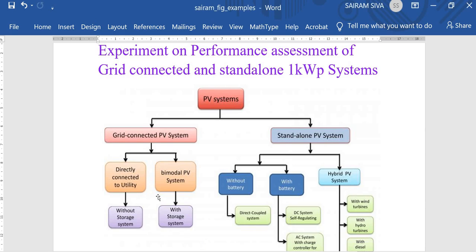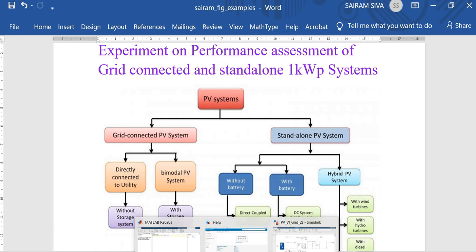The grid connected system may be further classified into directly connected to the grid utility by bimodal PV systems. This is directly connected to the utility, with no storage. So we are going to see the grid connected PV system, directly connected without storage.